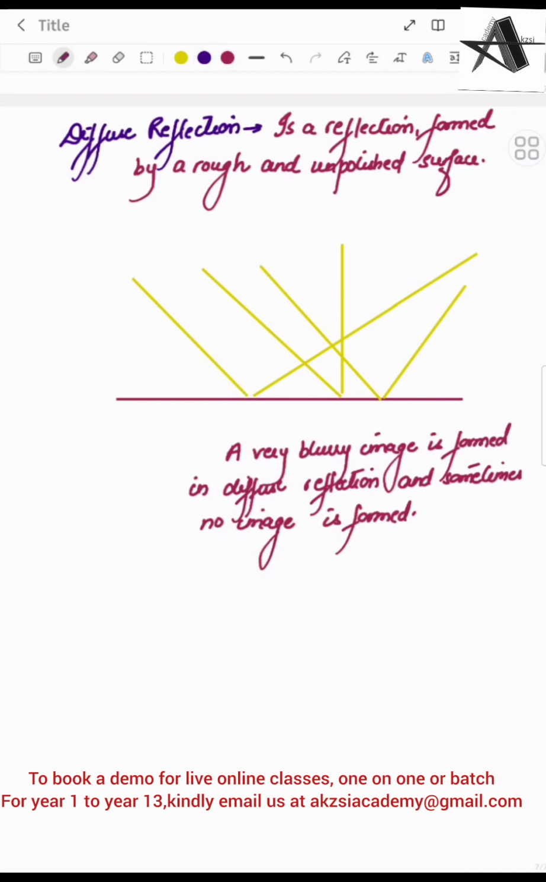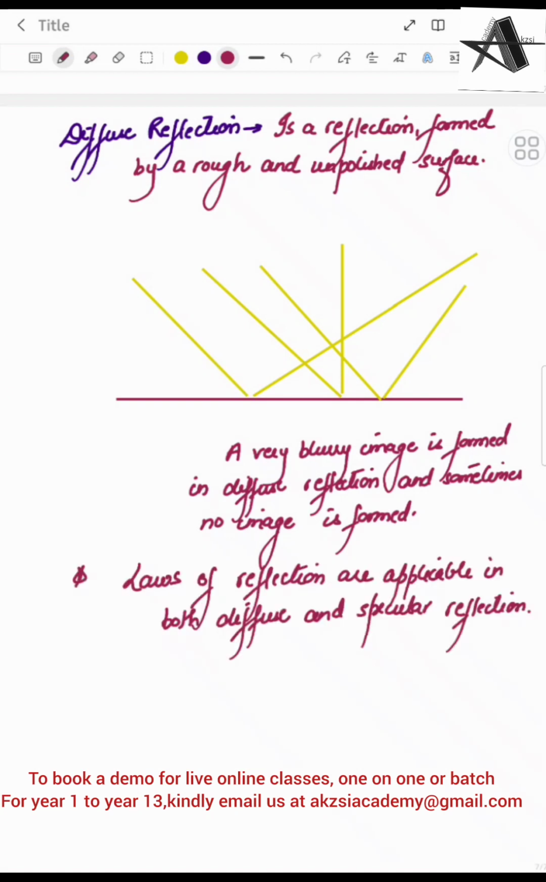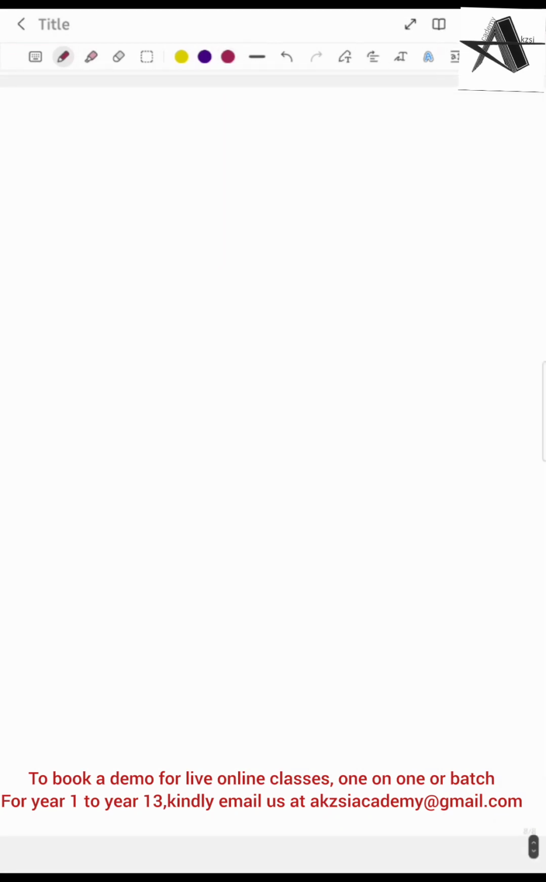Laws of reflection are applicable. This is a star thing. The law of reflection doesn't care about what kind of reflection it is. It's always applicable as long as there is a reflection there. Now let me do some questions on reflection.